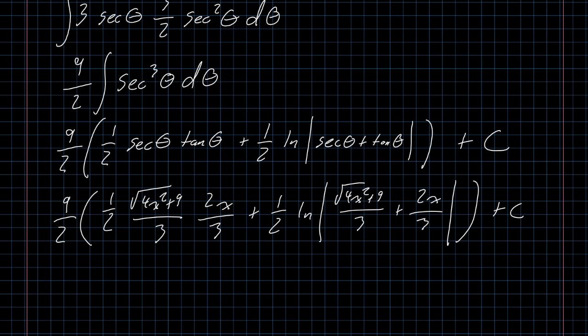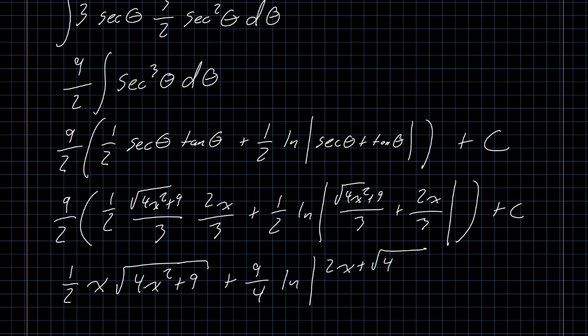I'm not going to do a whole lot to clean this up. I'm just going to distribute to get rid of the big parentheses. It looks like this is going to be 1/2 x square root of 4x squared plus 9 for that first term. And then 9/4 times the natural log of the absolute value of 2x plus the square root of 4x squared plus 9 all over 3, plus c.